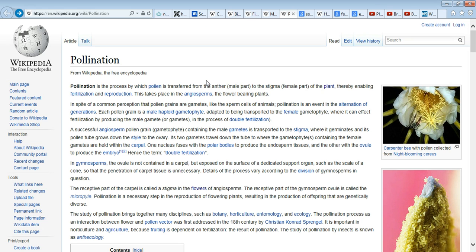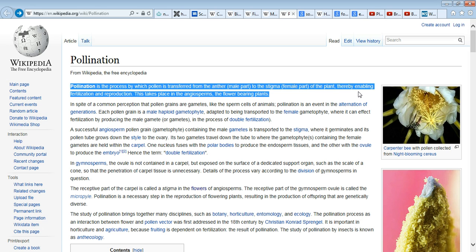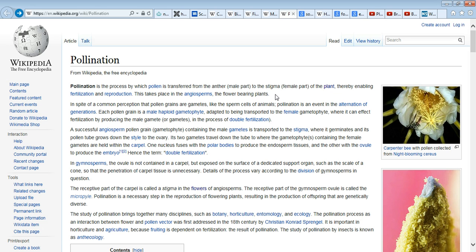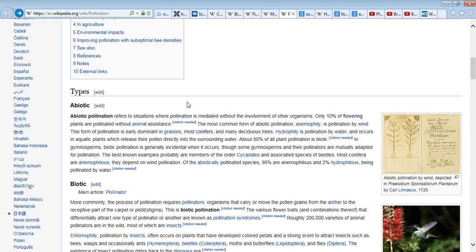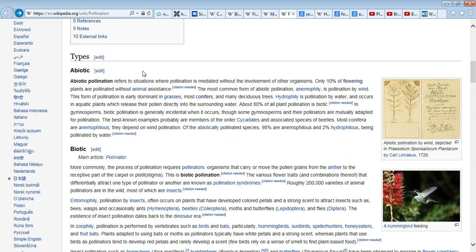Pollination is the process by which pollen is transferred from the male part to a stigma, the female part of a plant, thereby enabling fertilization and reproduction. So the way that plants basically have sex is you need various things to be in working order. You need wind to exist, and you also need pollinators, animals that can pollinate. I'll tell you about the two different types of pollination.